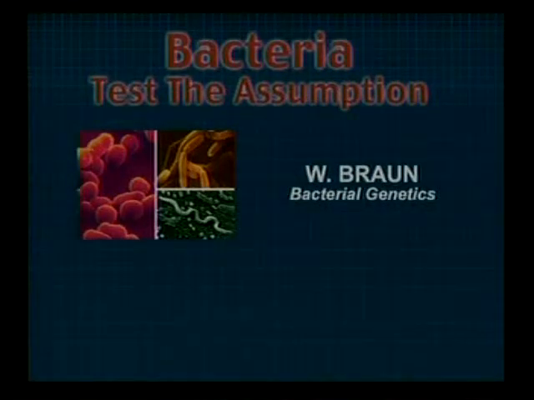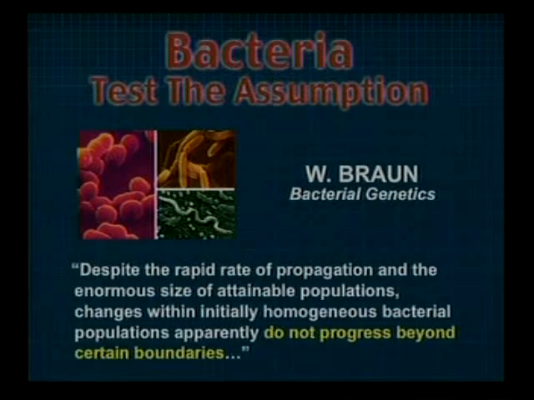Werner Braun, in his book Bacterial Genetics, says, despite the rapid rate of propagation, the enormous size of attainable populations within initially homogeneous bacterial populations apparently do not progress beyond certain boundaries. Now, we observe variation, but that's not all we observe. Just as dramatically and just as obviously and dependably, we observe boundaries to that variation, but that's not what they talk about because it doesn't tell the story they want to tell.